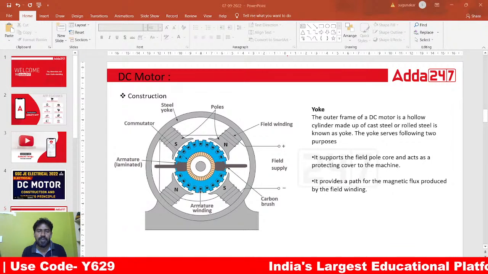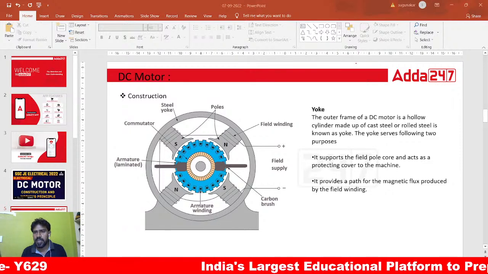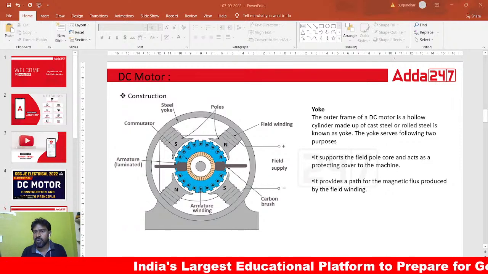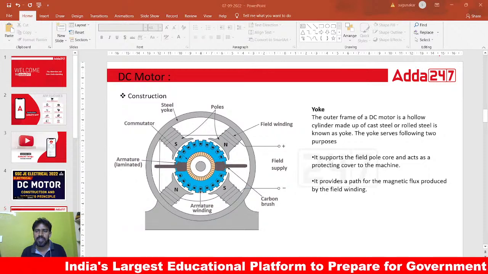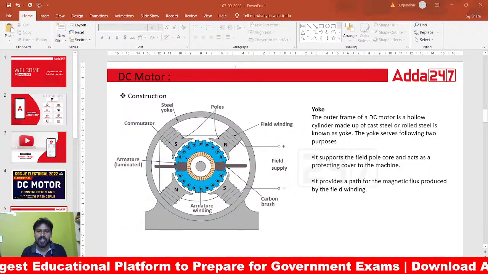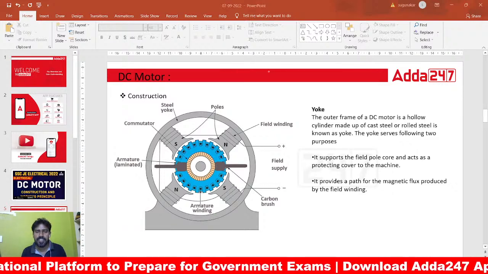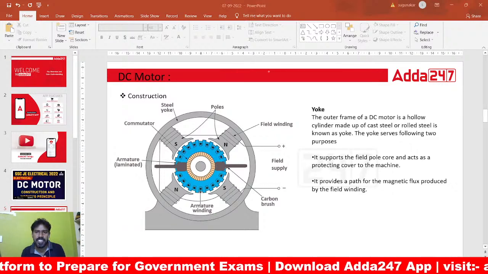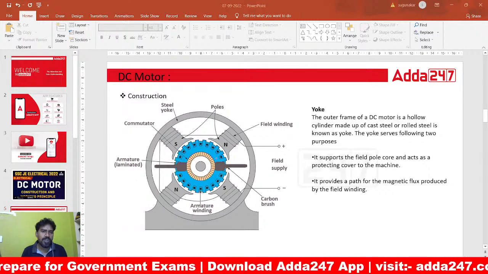So where is it mounted? You can remember the armature core is mounted on the shaft of the rotor. Okay, the shaft of the rotor. So it is a rotating part. So where is it rotating? Between the poles.